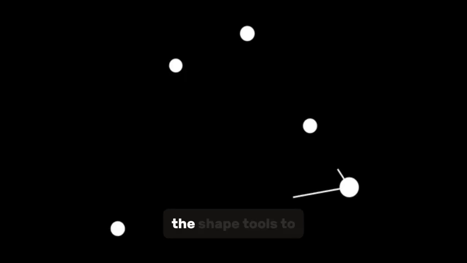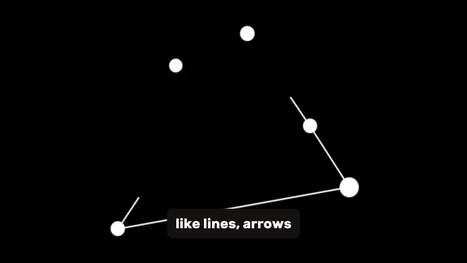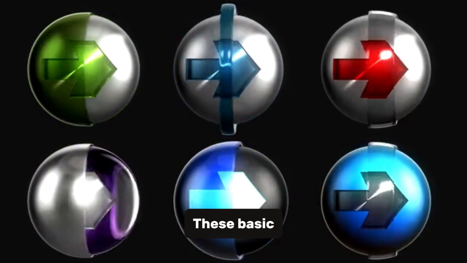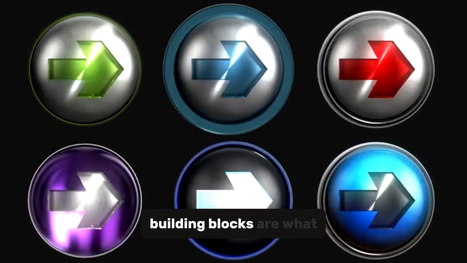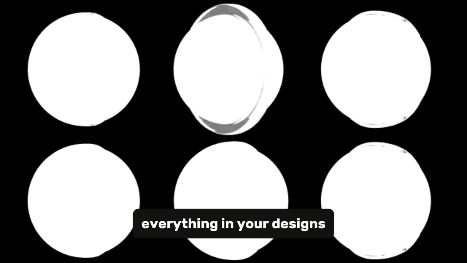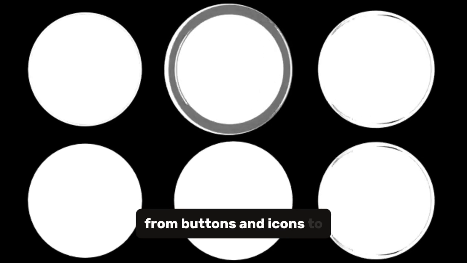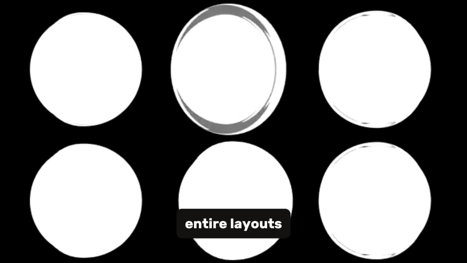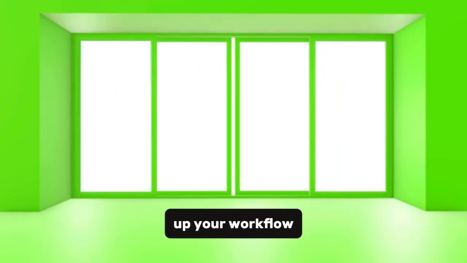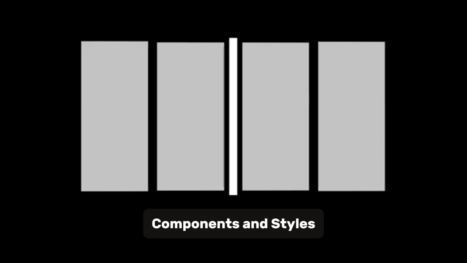You can also use the shape tools to find other shapes like lines, arrows, ellipses, which you can use to create perfect circles by holding Shift, polygons and stars. These basic building blocks are what you'll use to construct almost everything in your designs, from buttons and icons to entire layouts. Now, for two concepts that will truly level up your workflow: components and styles.